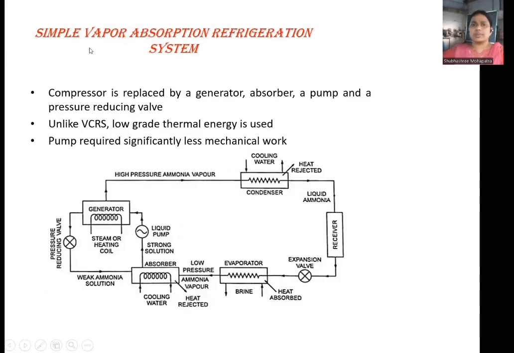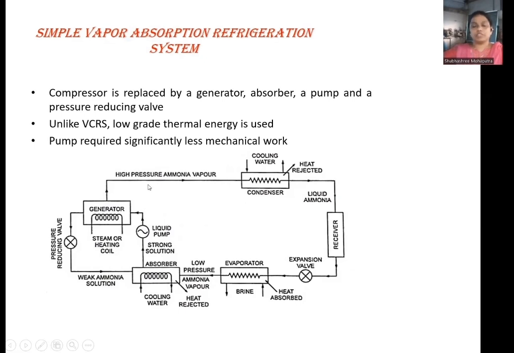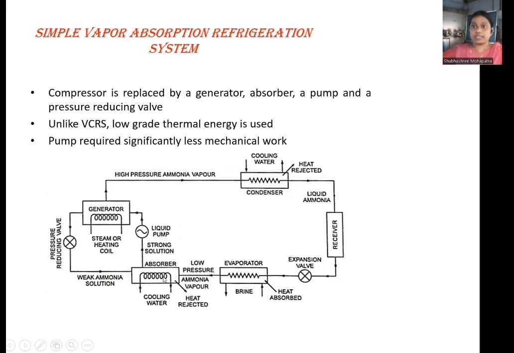So let's discuss the working of the simple VARS system. As we know, in case of VCRS, we have one condenser, one expansion valve, one evaporator, and one compressor. In place of the compressor, we are using a generator, pressure reducing valve, liquid pump, and absorber in the VARS system. Here the refrigerant used is ammonia, and the absorbent used is water, as water has high affinity towards ammonia.